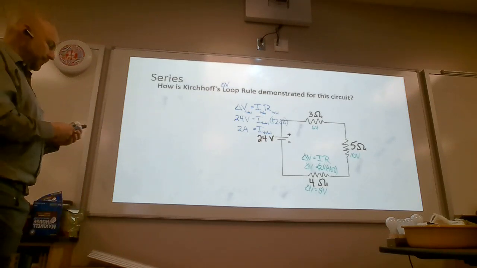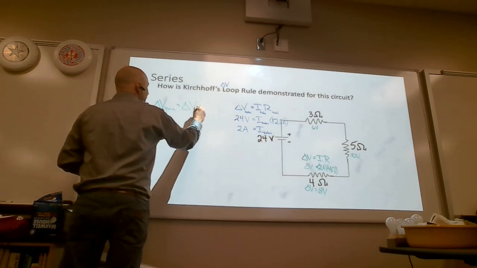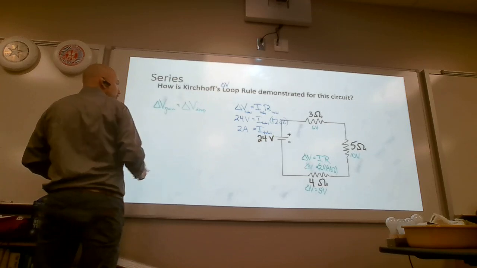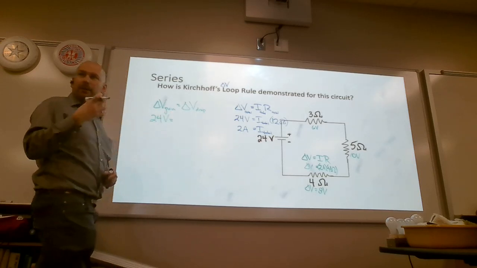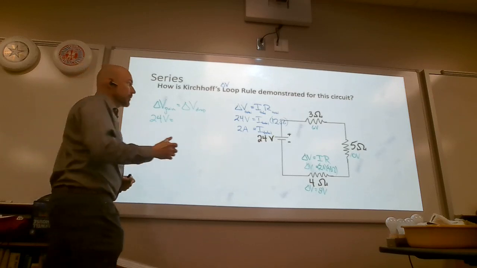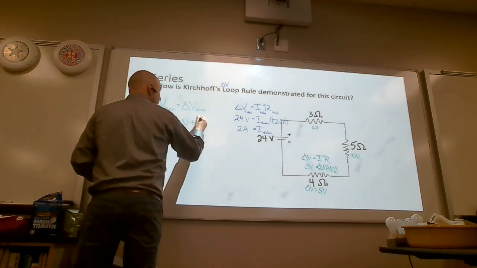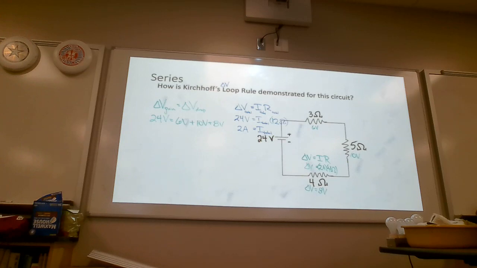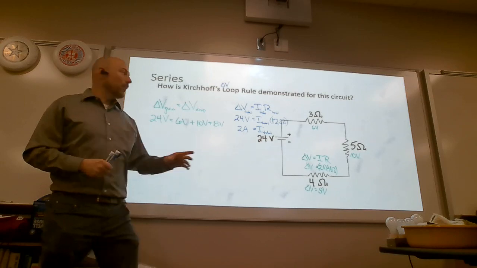Okay. Kirchhoff's loop rule says that your total voltage gain is equal to your total voltage drop. What's giving energy to electrons? Power supply. 24 volt gain. What's taking energy away from the electrons? The resistors. So you have a 6 volt drop plus a 10 volt drop plus an 8 volt drop. What do those add up to? 24. And that will always happen. Not the 24 part, but the fact that the voltage gain is equal to the sum of the voltage drops with a loop.